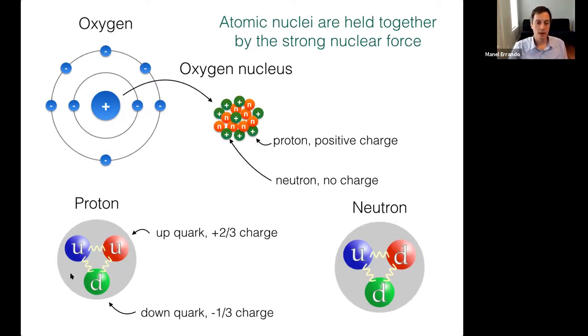So if we now try to say, well, can we build everything that we see with just electrons, up quarks and down quarks, and then these force carriers, gluons, and also the electromagnetic force carrier, which is photon, which is basically light. So can we build everything that we see with just this handful of particles? And the answer is largely yes. Basically everything that we see is just made of up quarks, down quarks, these gluons, and electrons and photons.